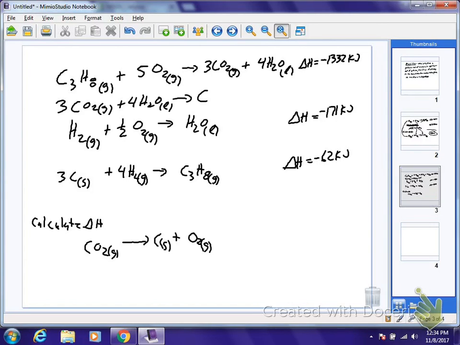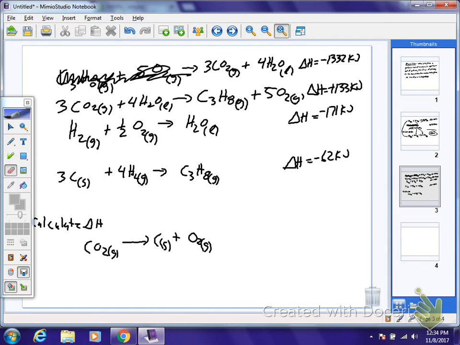Then I get my C3H8 gas plus my 5 O2, and I rewrite it, and so my change of enthalpy now is a plus 1332 kilojoules. Okay, and then what I could do is erase that. If I'm writing in pencil, I could go ahead and get rid of this part. I've got that advantage, so I don't have all that mess there.